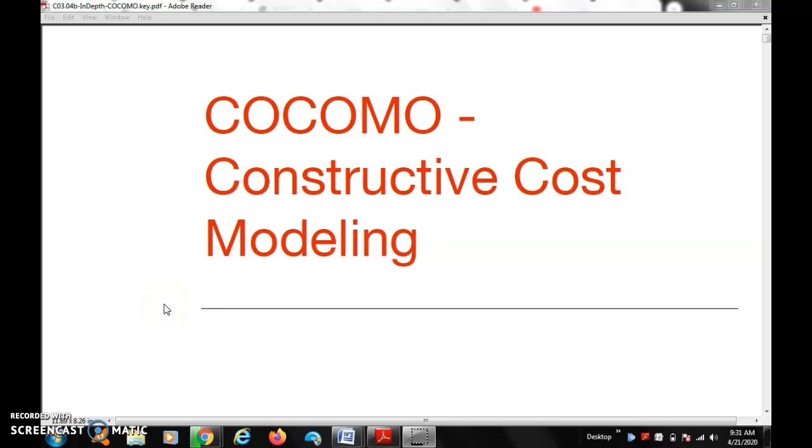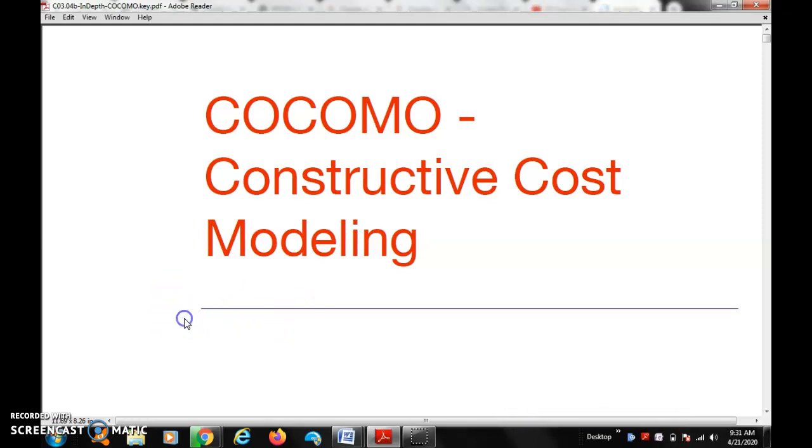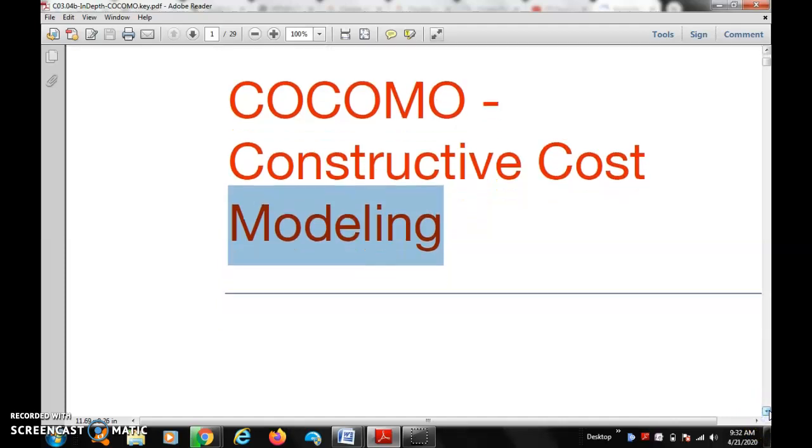To consulting cost modeling. So in this title, we are going to discuss a lot of points related to constructive cost modeling.